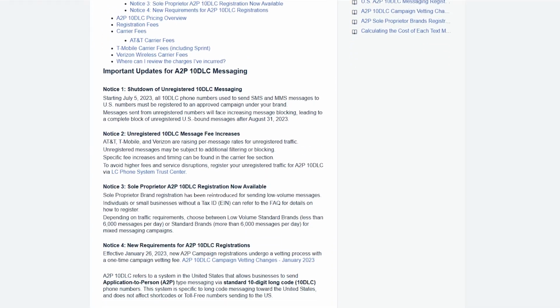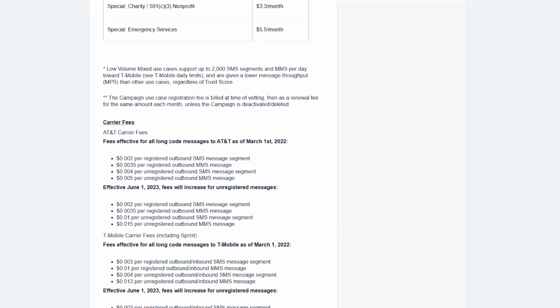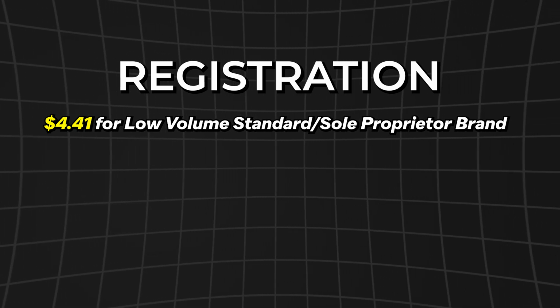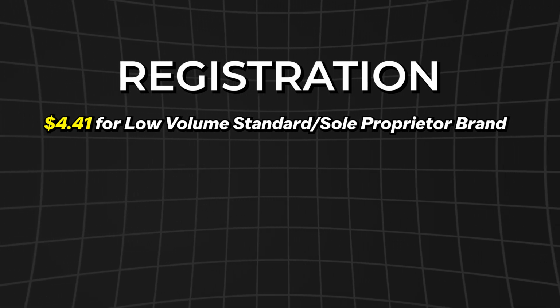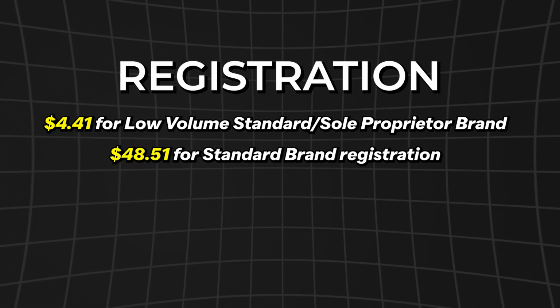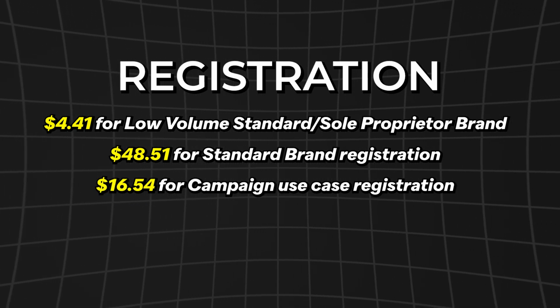Now, the fees around this A2P 10DLC process are pretty difficult to understand, so bear with me. I promise it's gonna get better. I think we're talking about fees for this video, so it's not really exciting in the first place, but it'll get easier to understand. So first of all, there are 2 types of registration. You have brand registration, and then you have campaign registration. For brand registration, for most people, it's going to cost $4.41. If you're sending higher volume and you need that upper tier, it's going to be $48.51. Most people don't need that though. And then once your brand is registered and you get your campaign up and running, that's a one-time charge of $16.54.